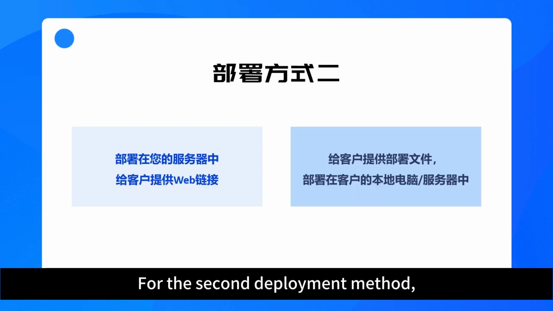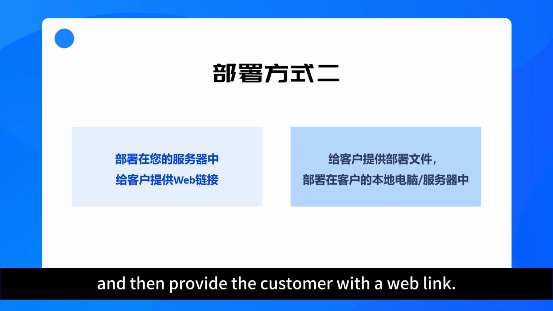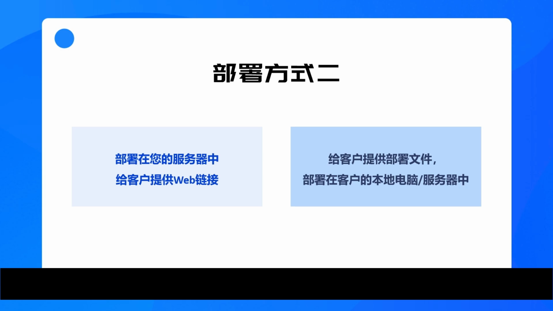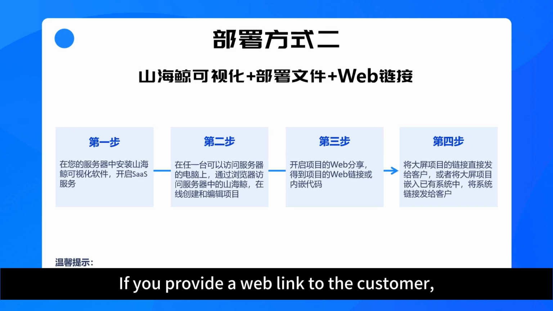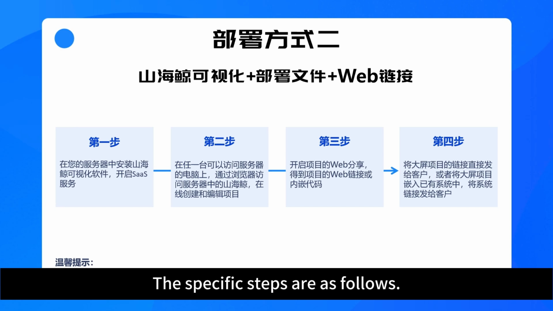For the second deployment method, we can deploy the large screen project on your server and then provide the customer with a web link. Or you can deploy the project to the customer's local computer or server. If you provide a web link to the customer, the specific steps are as follows.